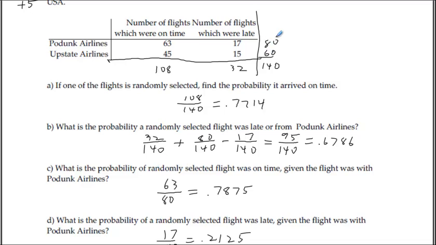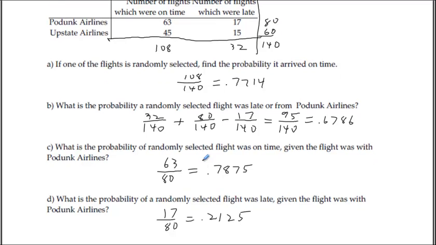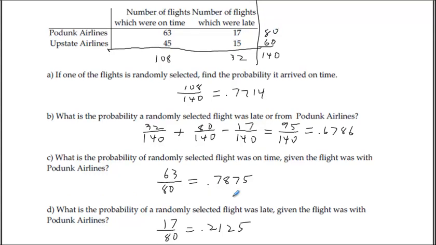So how many were Podunk? 80 flights. We know it's one of those flights. And how many were on time? 63 out of 80. On D, what's the probability that it's late if it's Podunk? So that's 17 out of 80.